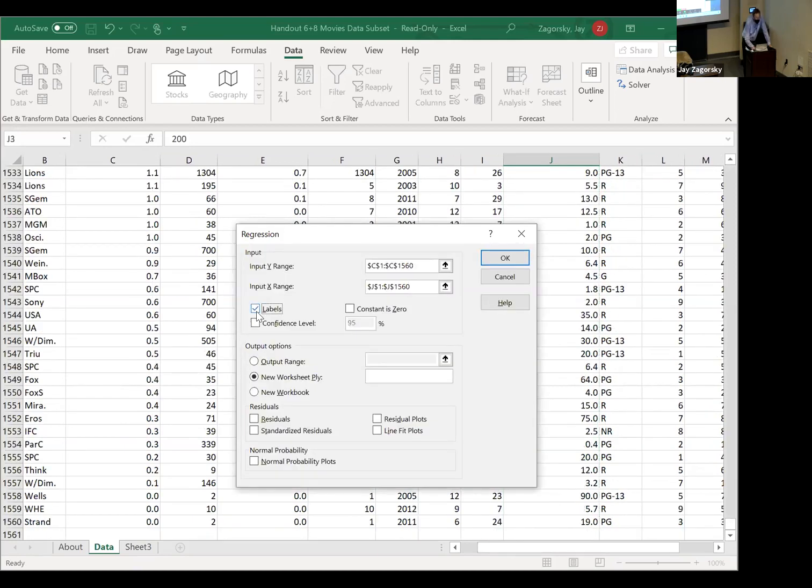Labels are in the first row. And what happens if I pick constant at 0? What that means is something very simple in this particular one. Because lifetime gross is the Y variable and budget is the X variable, if I pick constant as 0, in this case, a budget of 0 means lifetime gross of 0. You spend nothing on a movie, you get nothing out.